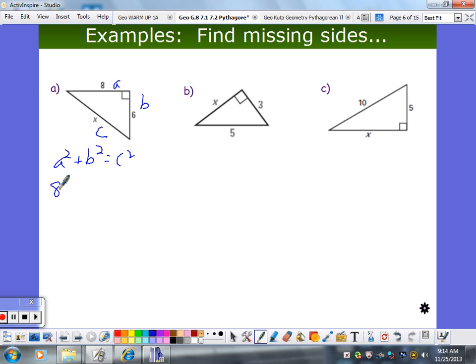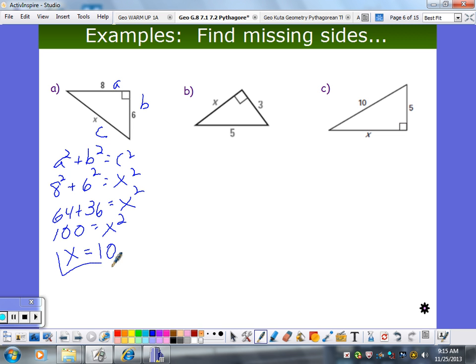So let's see, 8 squared plus 6 squared equals X squared. Well, that's 64 plus 36 equals X squared. 64 plus 36, 100 equals X squared. If X squared is 100, what's X? 10. That could be minus 10, right? Because to solve this algebraically, you get plus or minus 10. We automatically reject that minus 10 because I can't have a negative side. So X is 10. Oh, that's easy.